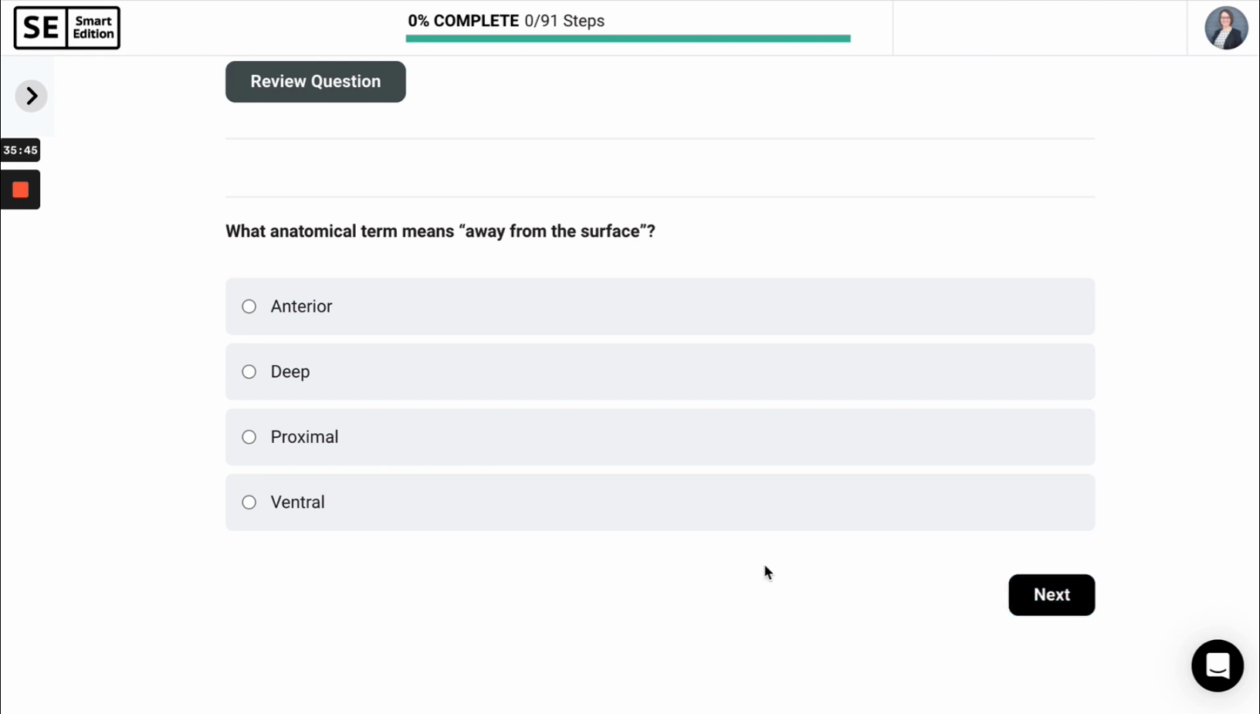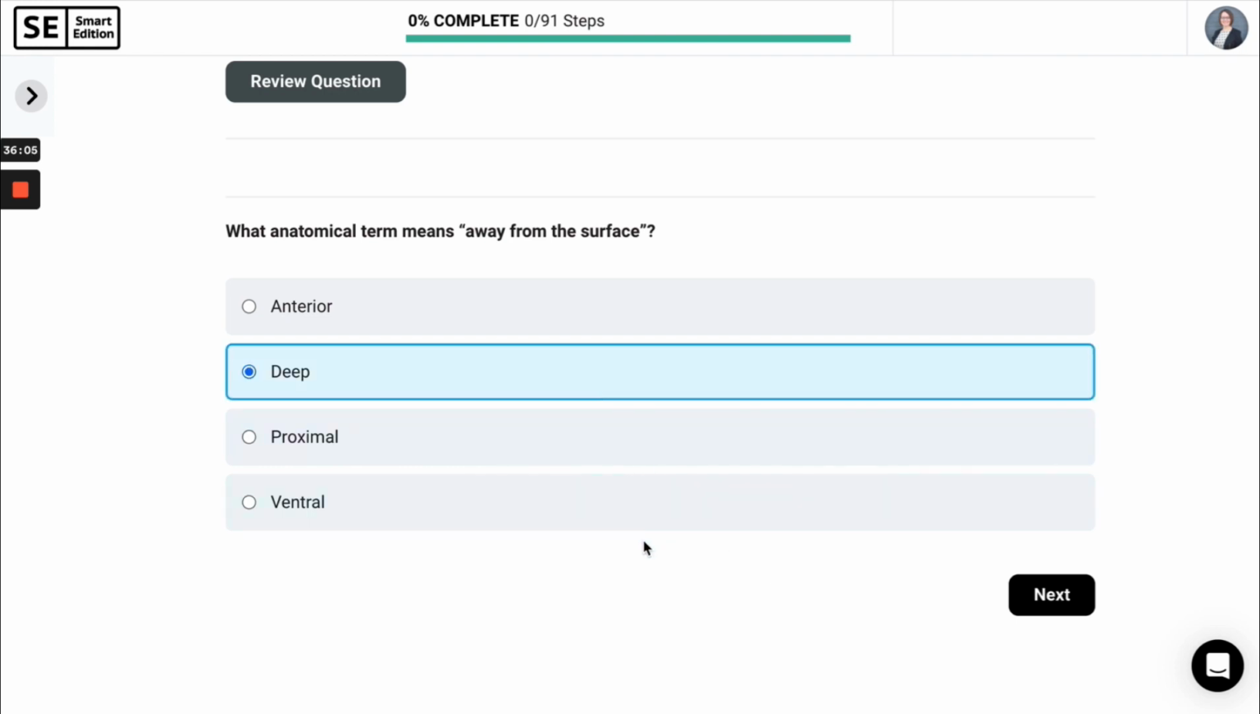What anatomical term means away from the surface? Is it anterior, deep, proximal, or ventral? So the correct answer here is deep. Think of away from the surface as being far from your abdomen, like the surface of your abdomen, so deep in your abdominal cavity. So basically, away from the surface, deep, goes hand in hand.